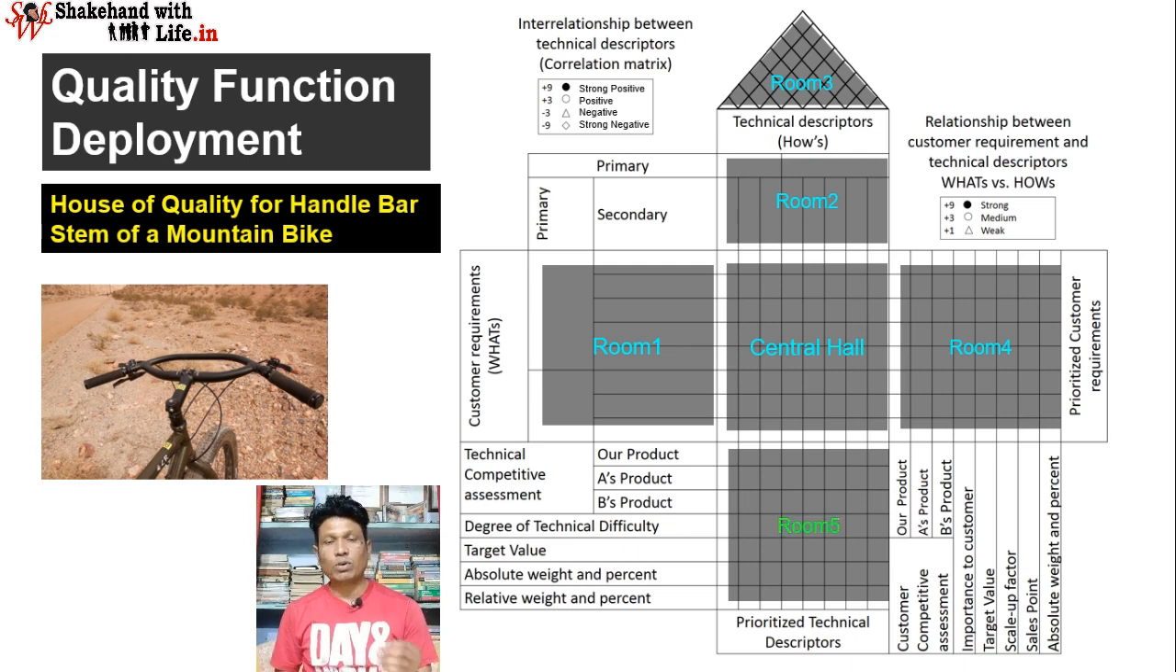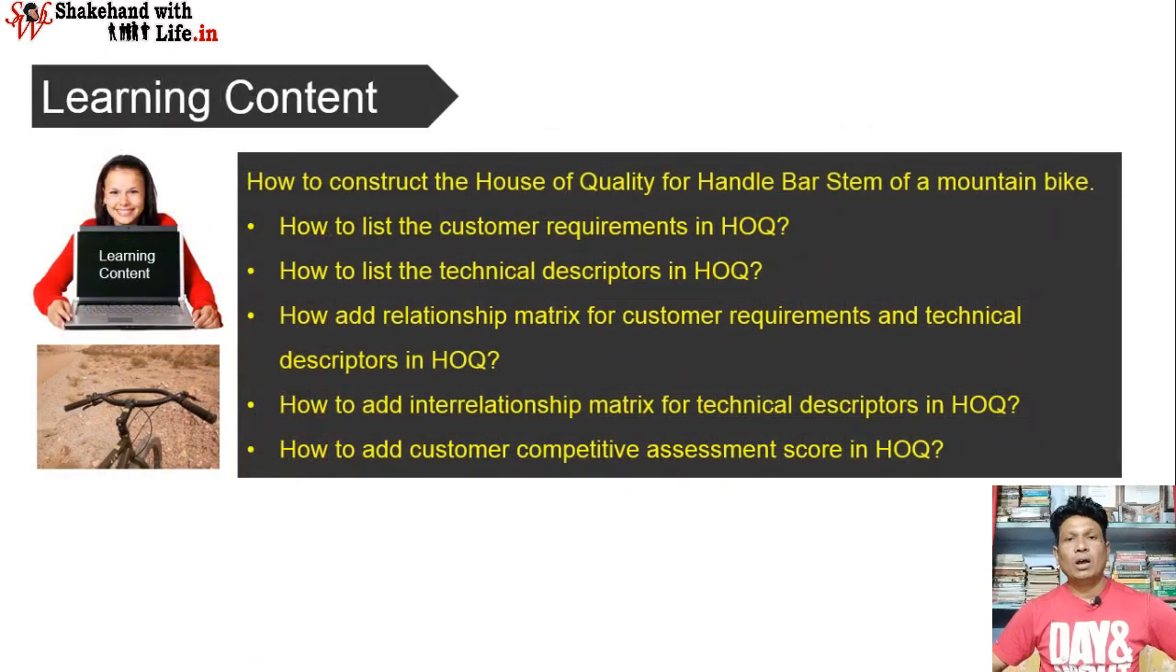And then we have room number 5, which is in the bottom of the house. Here we study the technical competitive assessment for our product and our competitor's product. And also we have the degree of technical difficulty, target value, absolute weight and relative weight. All these things are included in the prioritized technical descriptors. Right. So on the basis of this, we have the following learning content.